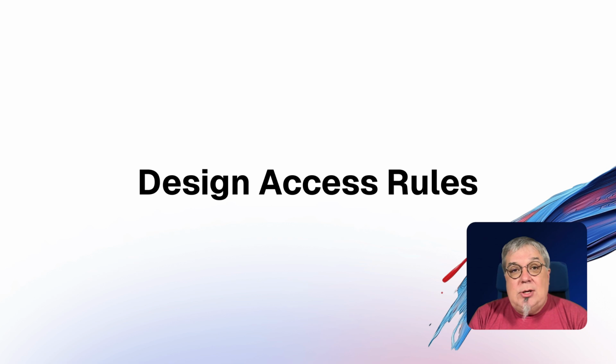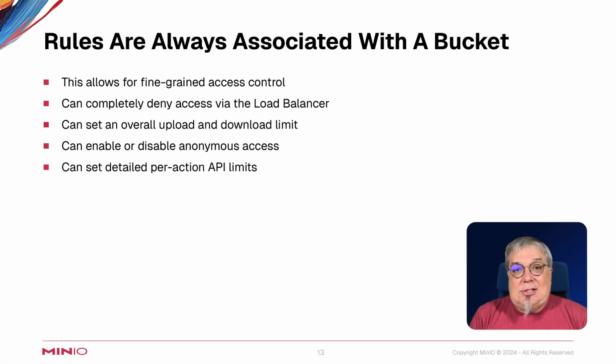Okay, so now that we've got our load balancer set up, we want to design some access rules. So here's what we need to keep in mind about designing an access rule. It is always associated with a bucket. The access rules do not exist in a vacuum. They have to be associated with a bucket. This allows for very fine-grained access control. You can completely deny access to a bucket via the load balancer. You can set an overall upload and download limit across that bucket. You can enable or disable anonymous access just for that bucket. And also, you can set detailed per action API limits.